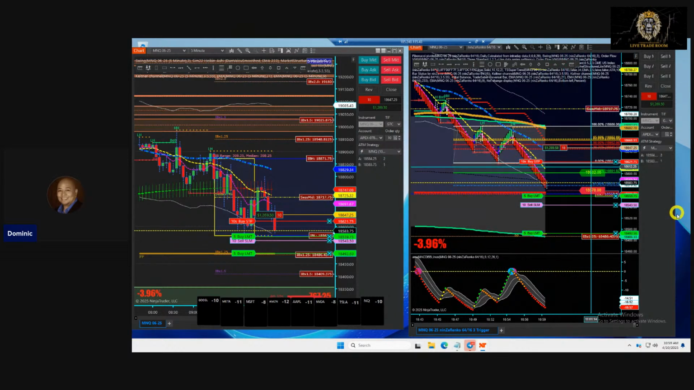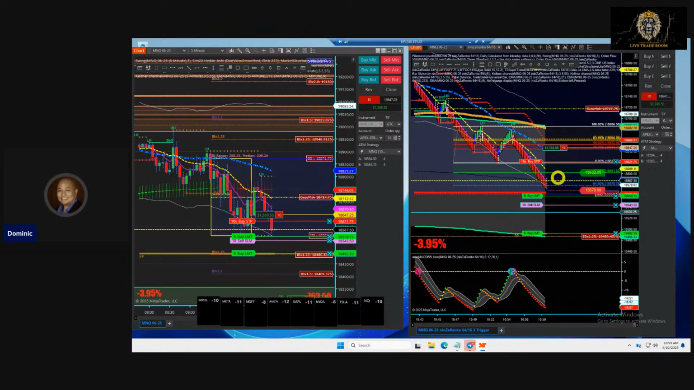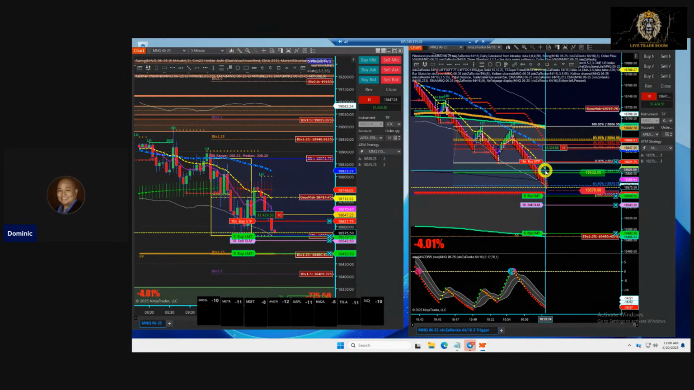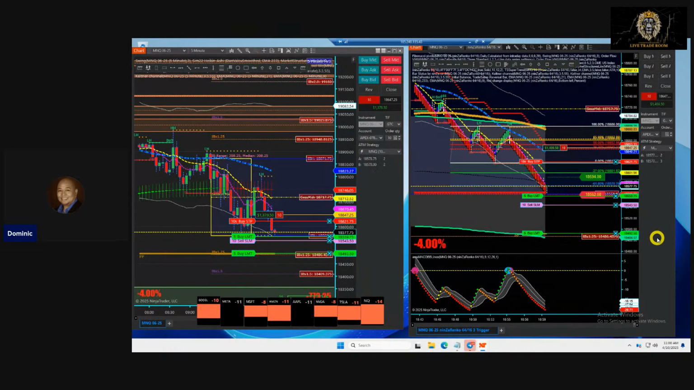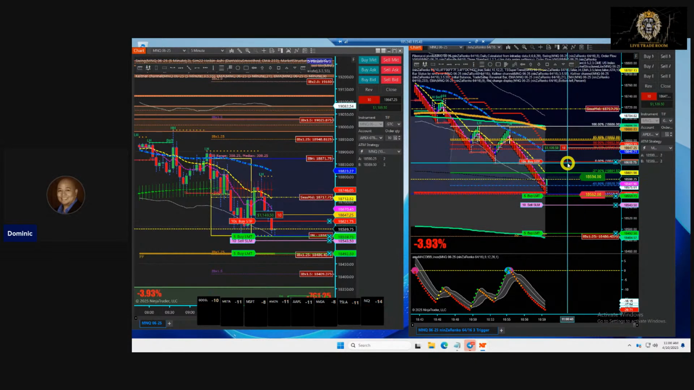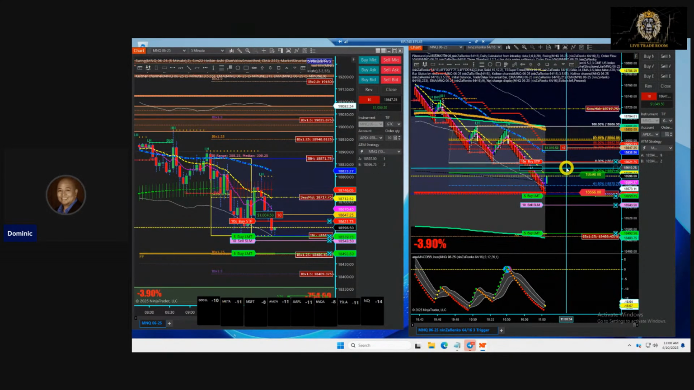I don't want to have a too tight trailing stop because it may go to this 21 EMA, test it, but I can see it's going further down. There it is. But now it's going to try to go up. And I don't want to keep it too tight, because like I said, it may test that 21 EMA and come back down.